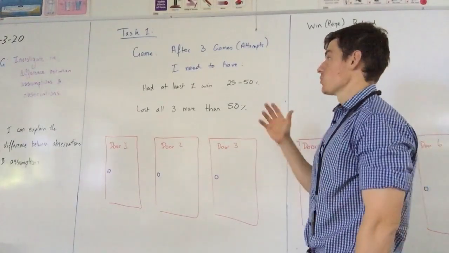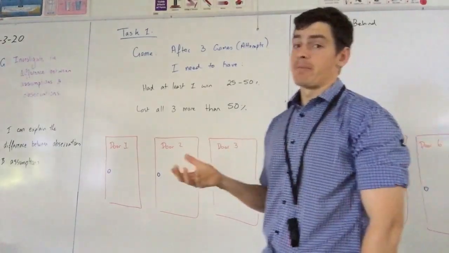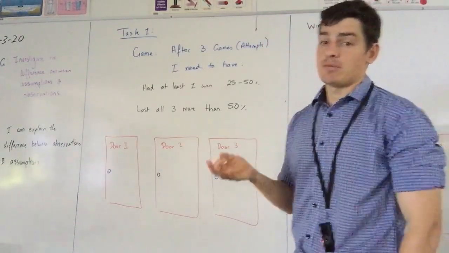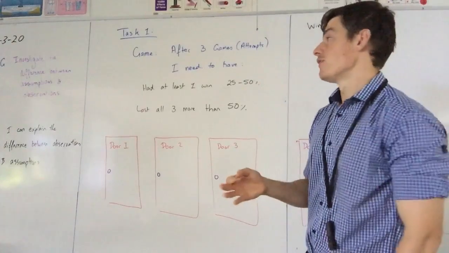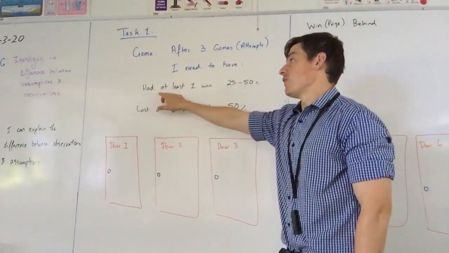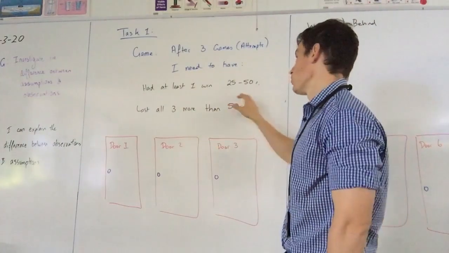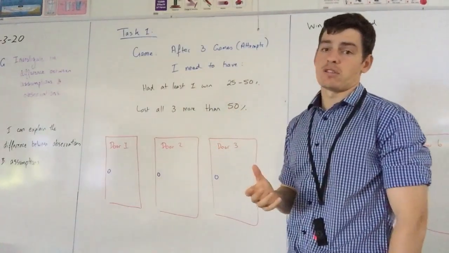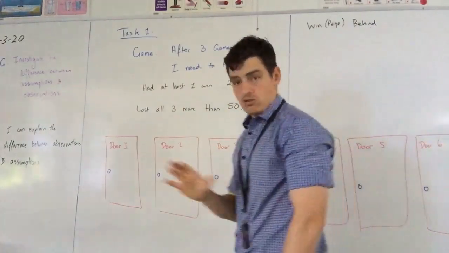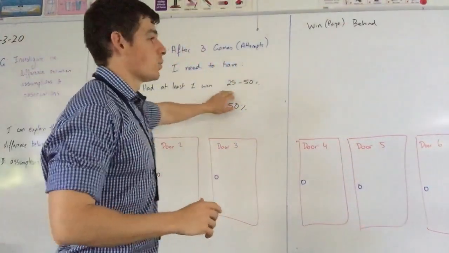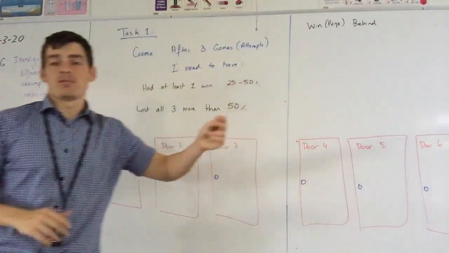In task 1, you're being asked to create a game. A game where after 3 attempts, you need to have had the following occur. You need to have had at least one win, so only one win, 25 to 50% of the time. So if you win 3 times, great, all power to you. But it's all about having at least one win, 25 to 50% of the time.